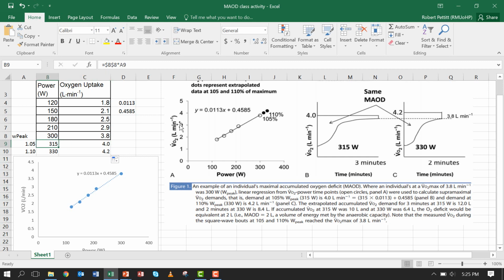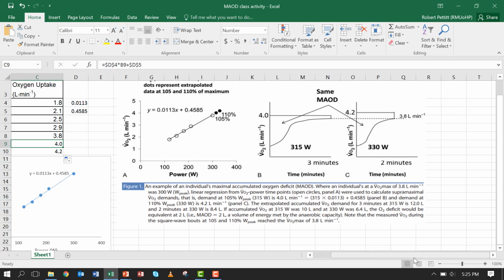So if theoretically they were fitter and they could do a GXT and end at 315 watts, their VO2 max would be 4, but they're not able to do that. So what we're doing is forcing them to work at capacities exceeding the aerobic limits. And so if I look at these two graphics over here, we see 315 watts versus 320 watts.